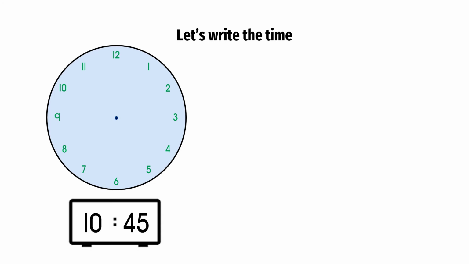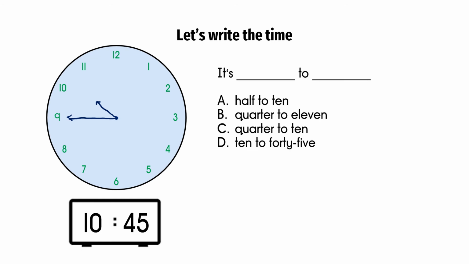For the next time, it is 10:45. So how do we write it in the clock? Yes, you're right. The short hand is pointing in the middle of 10 and 11, and the long hand points at 9. And in words, we say it is. Good job. It is quarter to 11. Remember, if it is 2, it is almost to the next number.